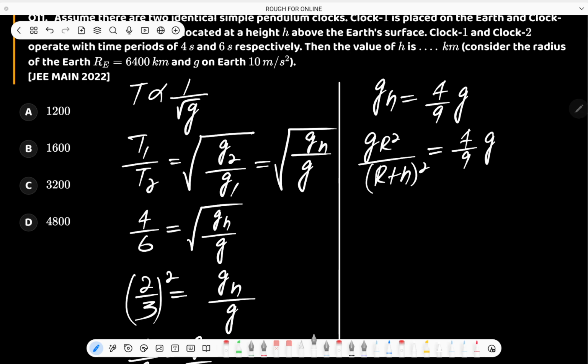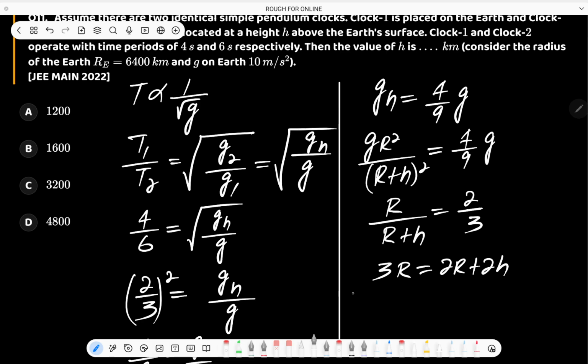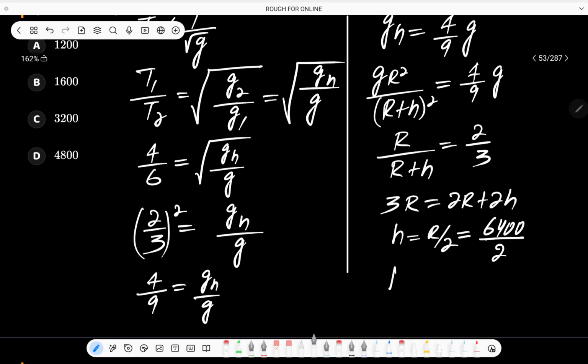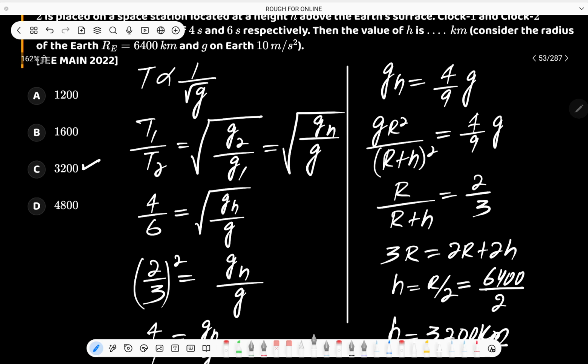This g and g will cancel. Take square root on both sides, we get an equation something like this: R by R plus h equals square root of 4 is 2 and square root of 9 is 3. Go for the cross multiplication: 3R is equal to 2R plus 2h. So 3R minus 2R is R, so h will be equal to R divided by 2. Now this R is equal to 6400 kilometers, divided by 2 comes out to be exactly 3200 kilometers. So 3200 kilometers is the answer to this question.